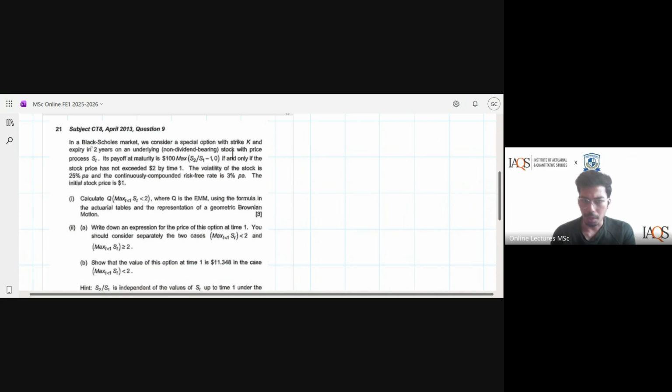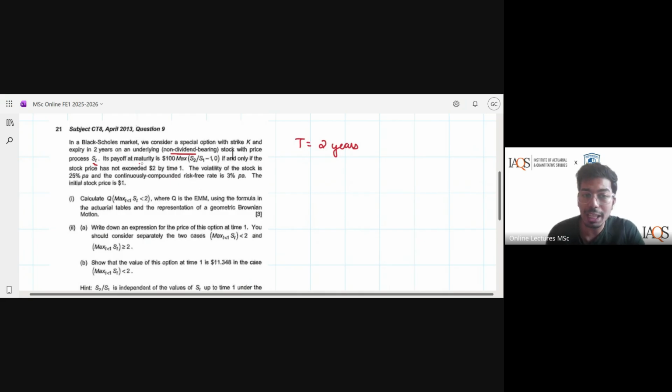In a Black-Scholes market, we consider a special option with strike K and expiry in 2 years. So I know it's a special option. It's not a plain vanilla option, wherein the time to maturity is 2 years, on an underlying non-dividend bearing stock with price process ST. All right, so they're saying there's an underlying asset price which is ST. The strike price of the option is K, and the time to maturity is 2 years.